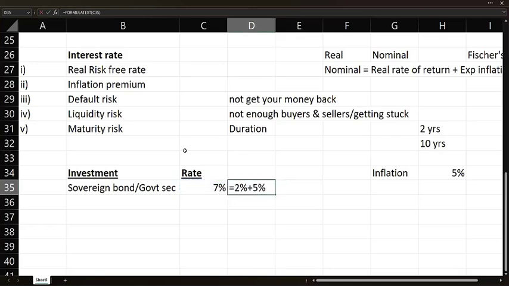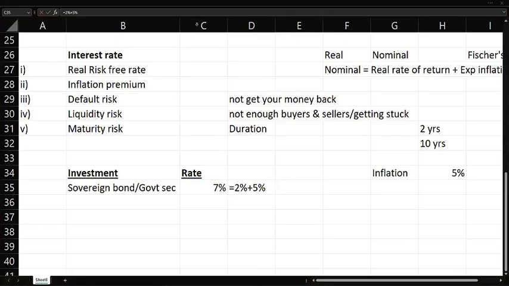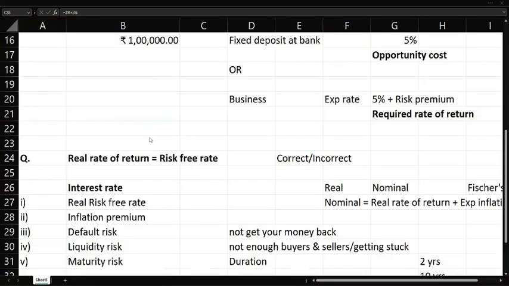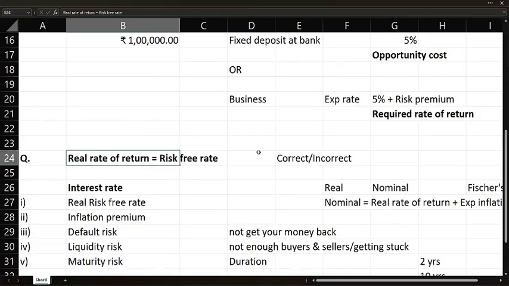Okay, so now you understand the breakup of interest rate, even if it is the risk-free rate. So now you will be able to answer this question with more confidence.